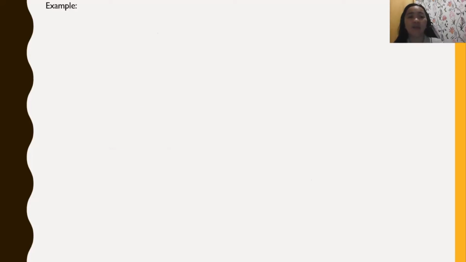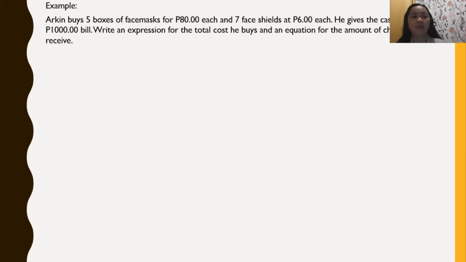Now, let's have an example of this lesson. Let's have a problem. Arkin buys 5 boxes of face mask for 80 pesos each box and 7 face shields at 6 pesos each. He gives the cashier 1,000 peso bill. Write an expression for the total cost he buys and an equation for the amount of change he will receive. So here, we are asked to write the two, the expression and the equation for this problem.